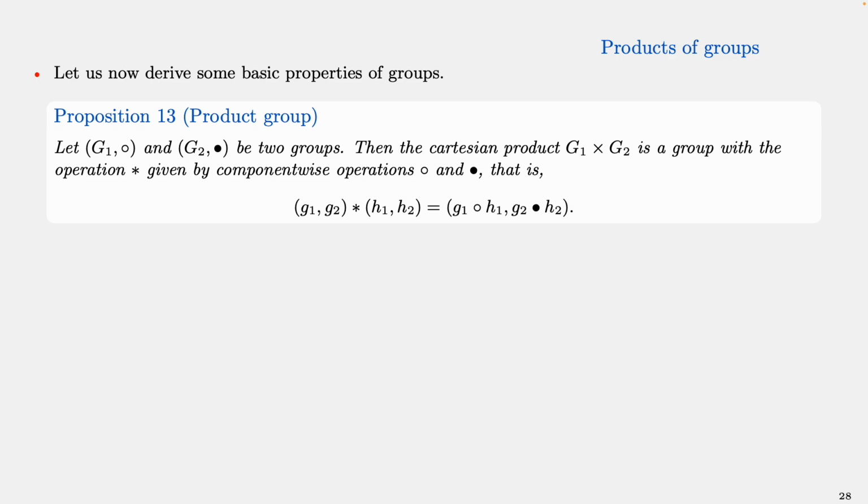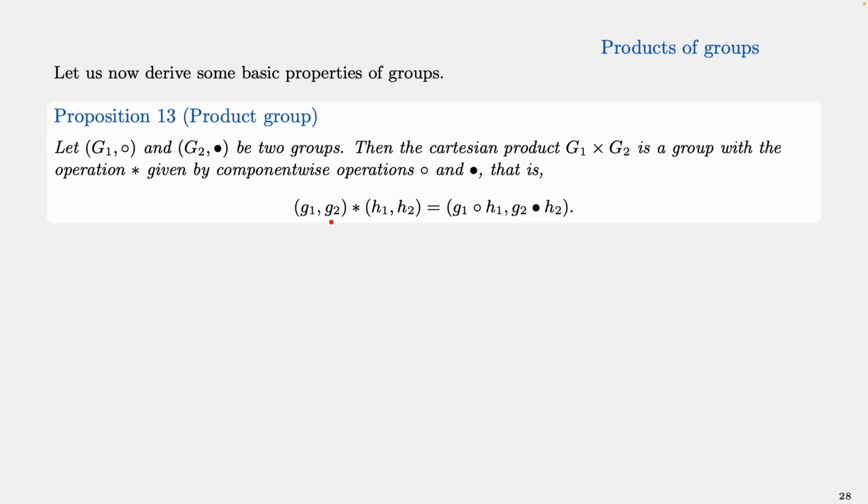Now let's derive some basic properties of groups. We are done with the definition and the initial examples, so time to prove something. First, product group. So if we have 2 groups, how can we construct a new group? And this is a very simple example. So let's say we have G1 with this circle as operation and G2 with the bullet as an operation, and these are 2 groups. Then we can look at the Cartesian product of the sets G1 and G2 and make this into a group with an operation, let's call it star, given by the component-wise operation of the original groups.